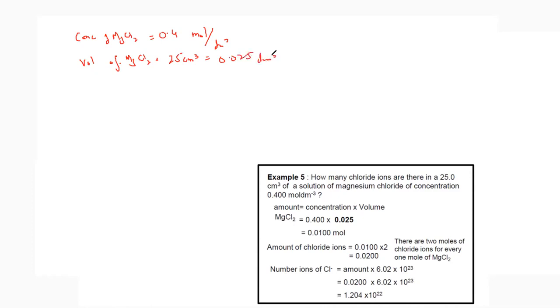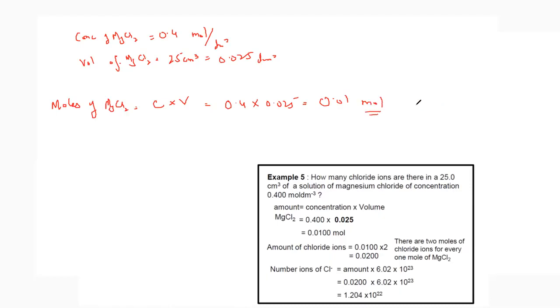To get the total number of chloride ions, first we should know the moles of magnesium chloride. Moles is concentration times volume. So concentration is given, 0.4, volume is 0.025. When we multiply them, we get 0.01 moles.